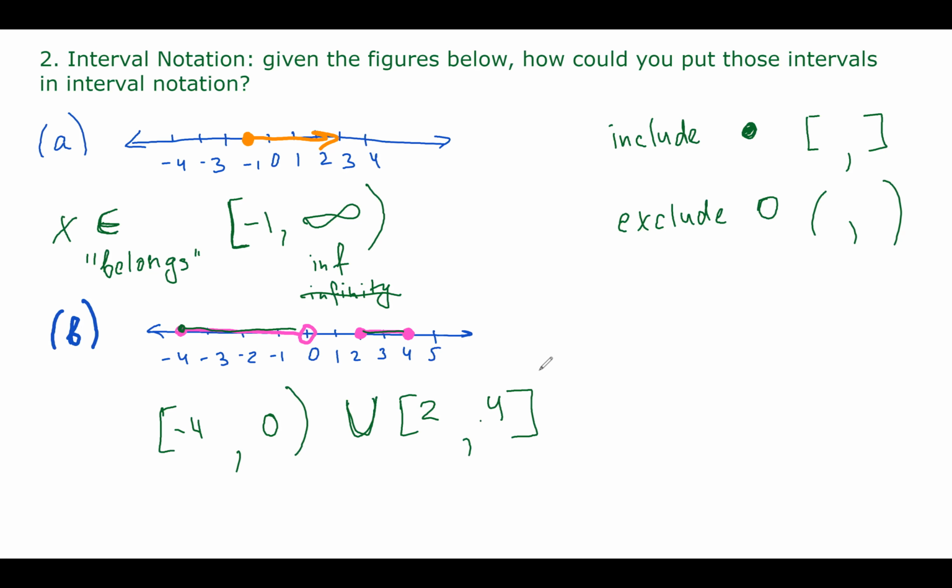Okay, now when I have something like this, I'll put the C in. 2, -1, 0, 2, 3, and 4.